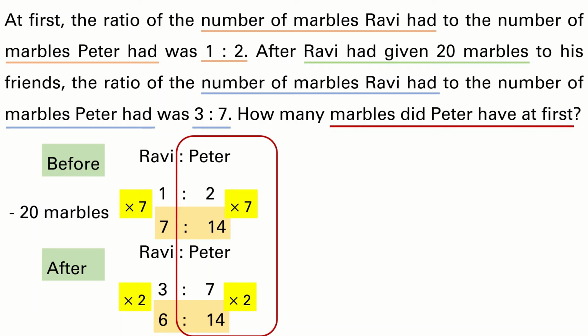So now we can see that the number of units for Peter for before and after remains the same. But for Ravi, from 7 units dropped to 6 units. Why? Because, yes, he gave 20 marbles away. So that 1 unit is actually equal to 20 marbles.